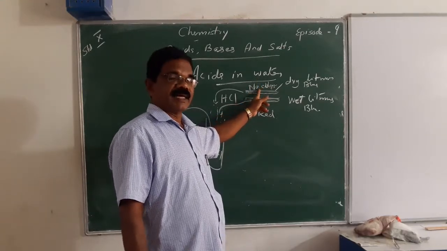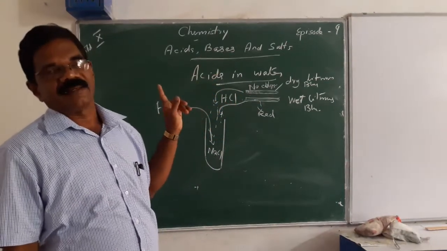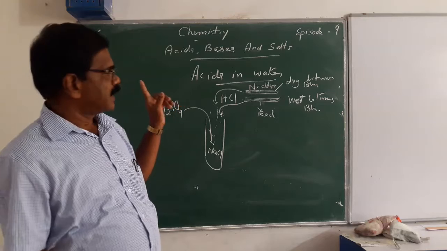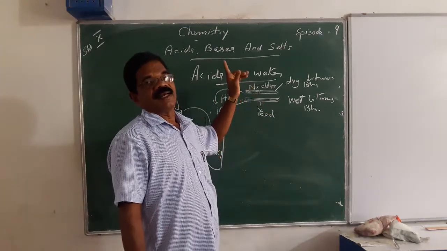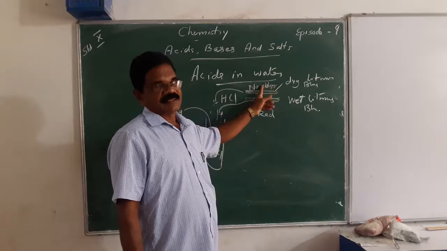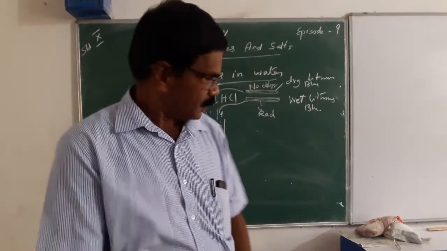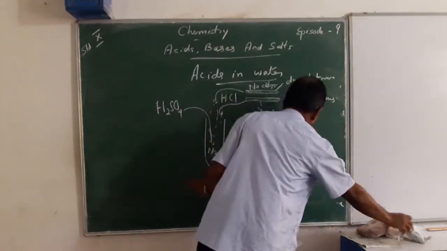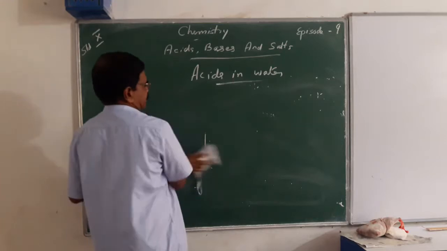We already studied that acids turn blue litmus paper red, and litmus stays blue in alkalis. Then we have to take up the next topic, bases in water.